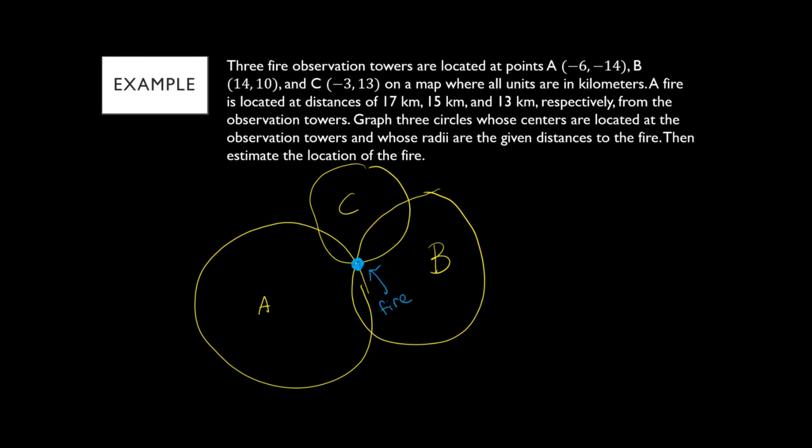So in order to graph these 3 circles, we basically need to get the equation of each circle, then graph those 3 and figure out where they overlap. This is where we're going to use technology, because I'm not going to graph this by hand. We're given the centers, and we're given the radii, which are these distances in kilometers. So we have everything we need to write our 3 equations.